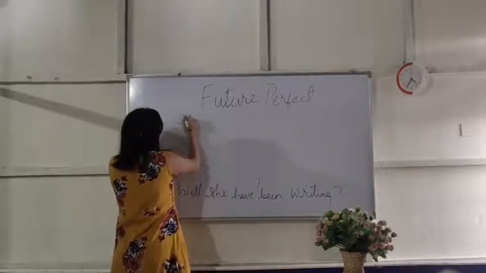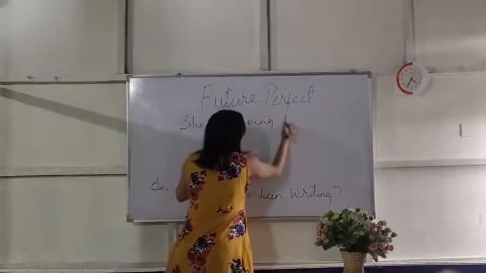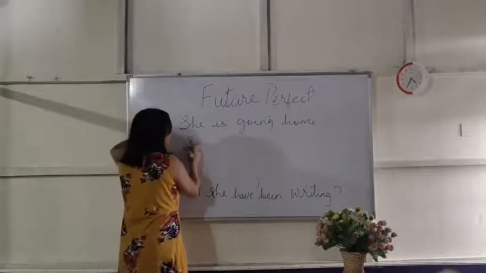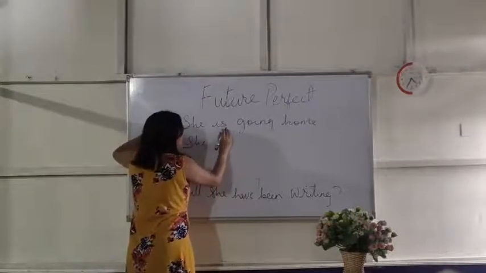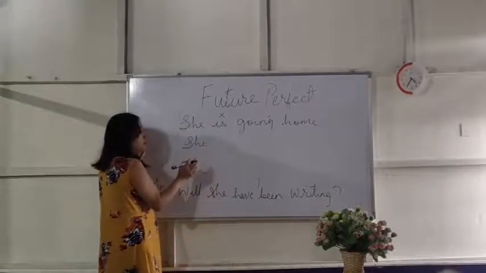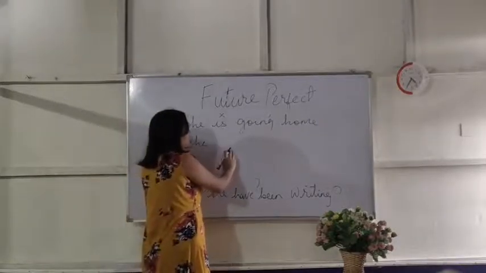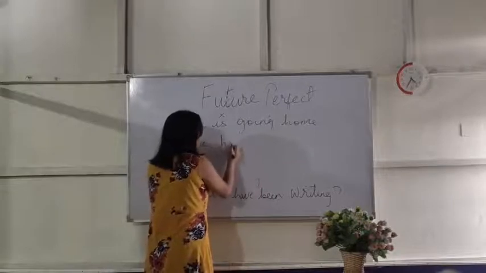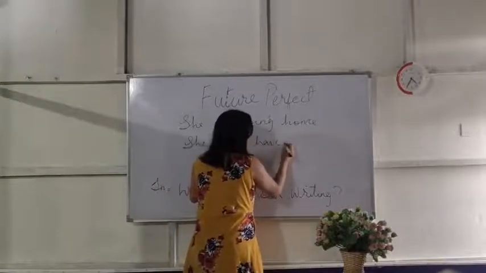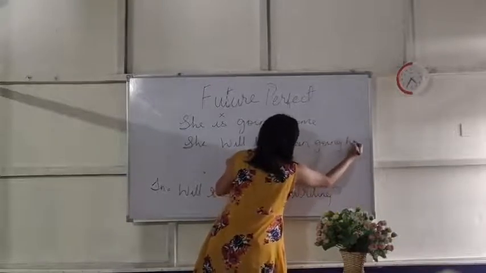She is going home. She is going home. I have to change it like this. She is the subject, and I have to write it down. This one is an auxiliary verb, no need to write it out. I have to cut the auxiliary verb. Instead of that, I must go with the sentence formulation: she will have been going home.